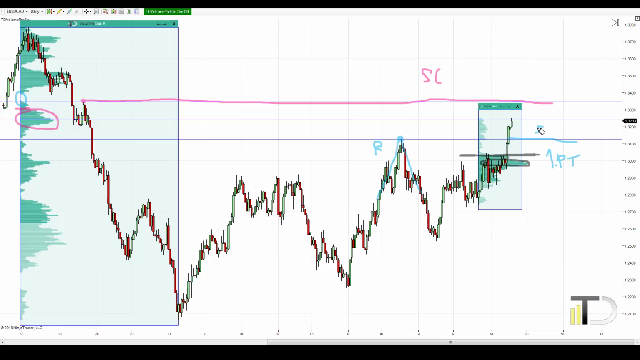So you can either split the position and take the first profit target in this area and the second profit target in this area, or you can trail the position to the second profit target, or you can just go for the first profit target or for the second profit target. It depends on the market behavior and what suits you best. Right now we just need to wait and see how the price develops.